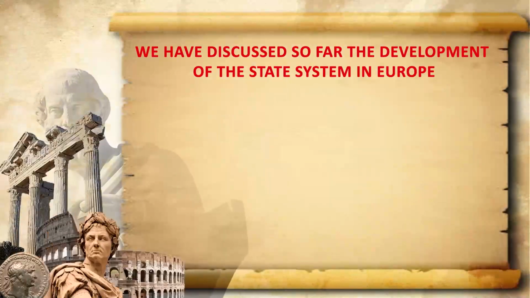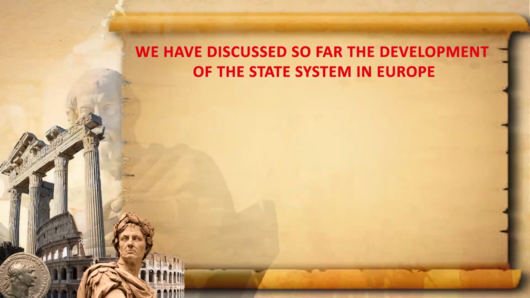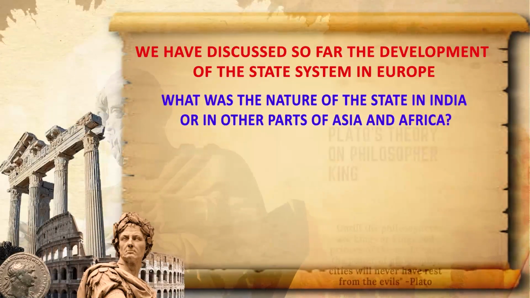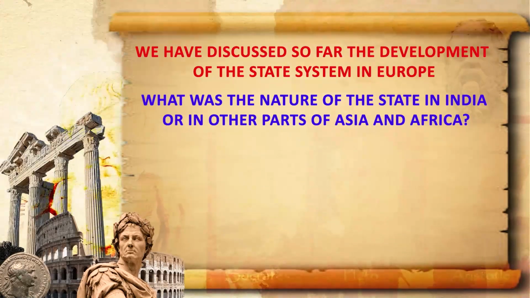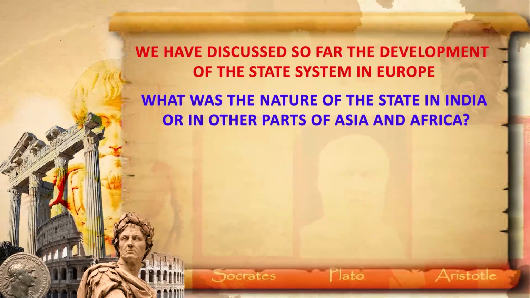We have discussed the development of the state system in two parts. But one point can be added here. What is the nature of the state in this eastern part of the world? What we have discussed so far is the development of the state system in Europe. But what was the nature of the state in India or in other parts of Asia and Africa?